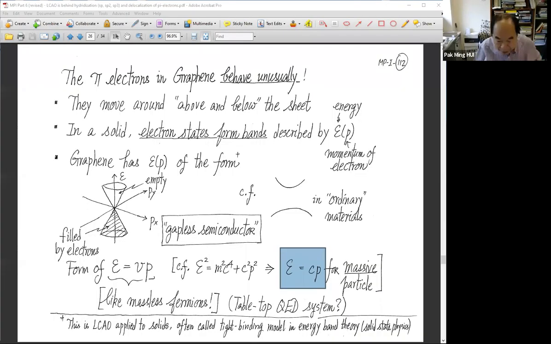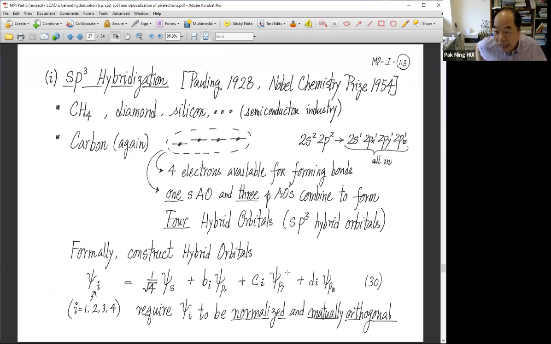So for the remaining section, let's move on to the last example of hybridization. Another Nobel Prize winning stuff, sp3 hybridization. This is important because the most useful and the most money-making materials make use of this sp3 hybridization. We use a simple example first, CH4.